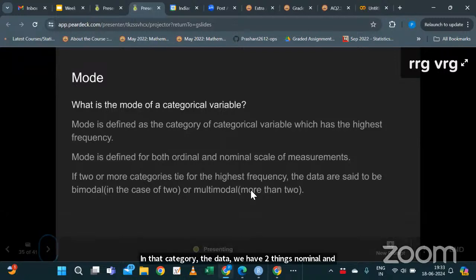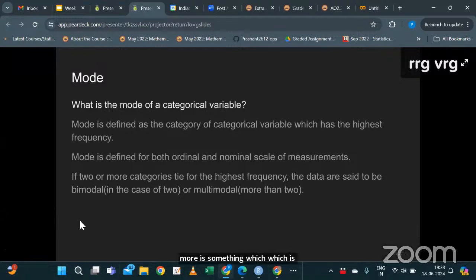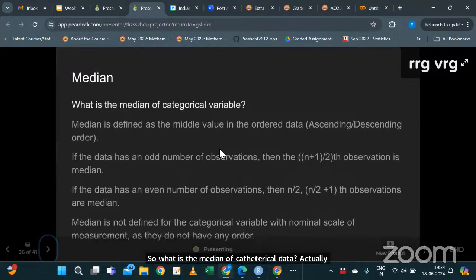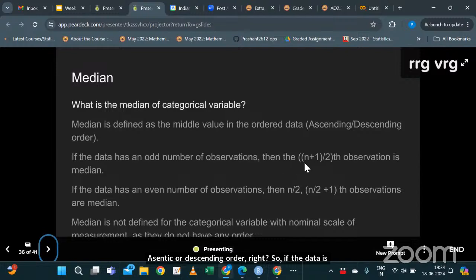Mode is defined for both. Now the next thing is called median. So what is the median of categorical data? Median is defined as the middle value in the ordered data, in ascending or descending order. If the data has an odd number of observations, then the median is the (n plus 1) divided by 2th observation. This is nothing but the middle observation.